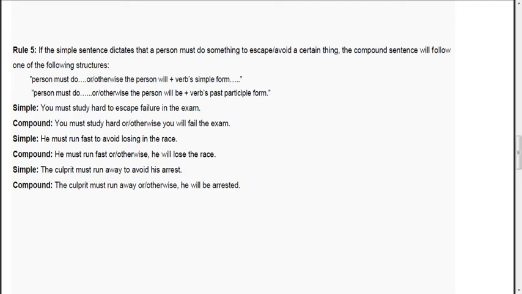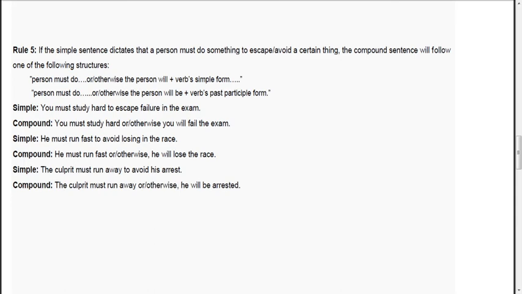In this case we will take again future simple, the second clause. The culprit must run away, otherwise he will be arrested. So rule 4 and rule 5, actually these two structures have similarity. In rule 5 you must do something to achieve something. In this time the second clause will be negative, future simple but negative.